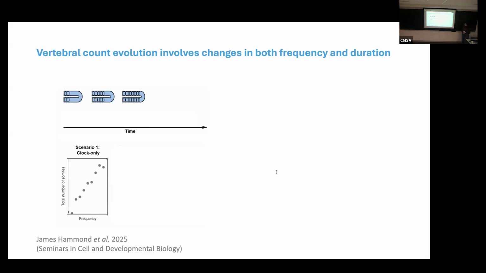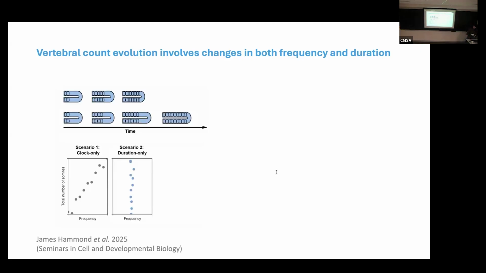So in scenario 1, if we look at the literature and we look at the frequency against the number of somites for a bunch of species, if it is the tempo of somitogenesis that changes most readily, we should see a relationship like this with clock-only evolution, where you're increasing the frequency and you're increasing somite counts. Or alternatively, you are only increasing the duration and not the tempo of the clock. So you'd see a relationship between data points that looked a bit like this. Or in the third scenario, you would see the data spread across both axes, so there was no clear relationship between the two.